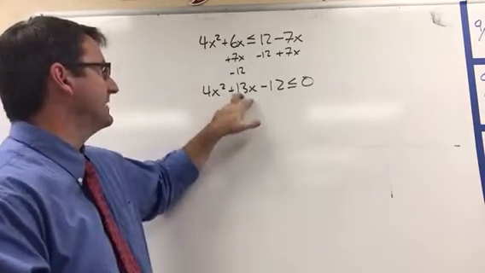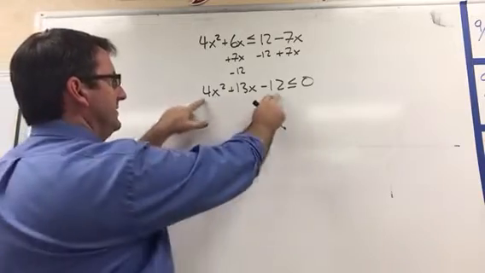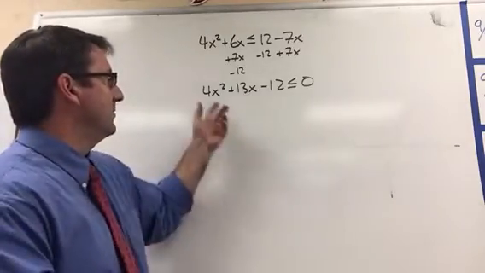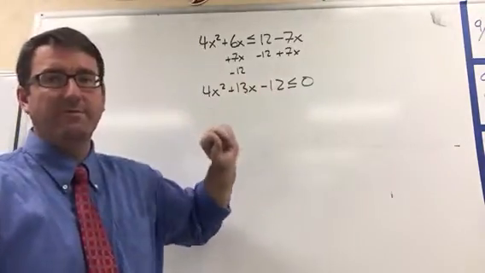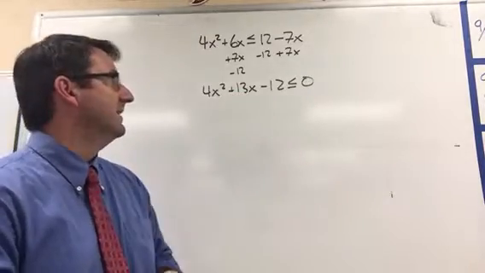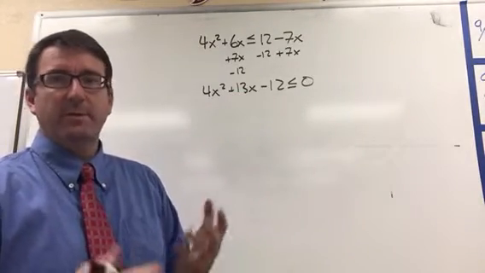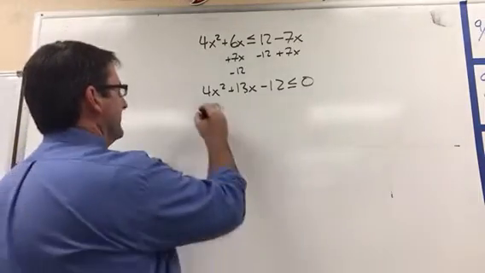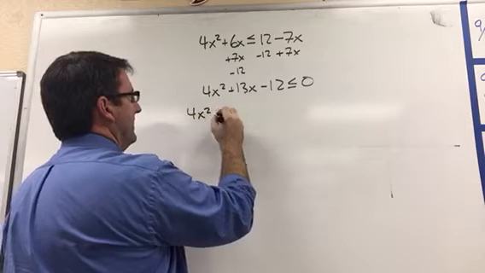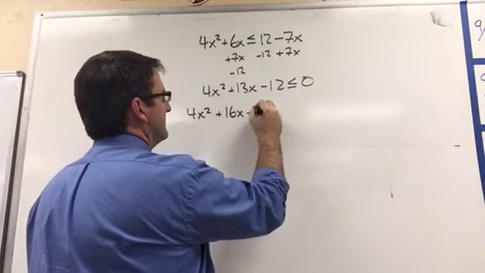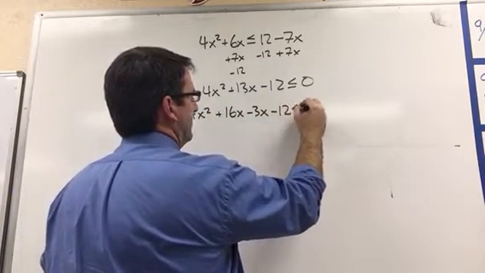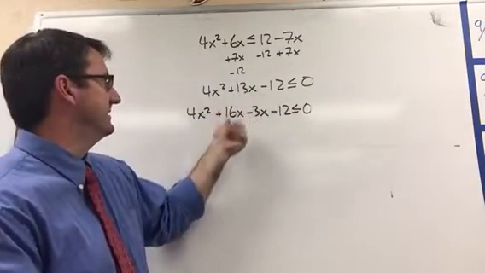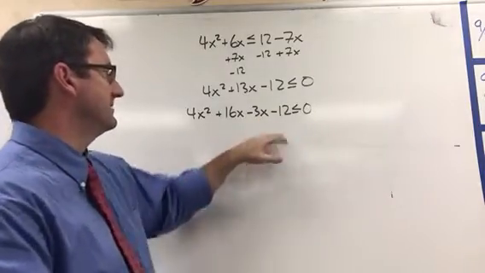So to figure out how we're going to split that second term, we need to multiply 4 times negative 12. That's negative 48. And so we need two numbers that multiply to negative 48 and add to 13. So that's going to be positive 16 and negative 3. So we're going to split this 13x. So this will be 4x squared plus 16x minus 3x minus 12. So all we've done is we've taken that 13x and we've split it into 16x minus 3x.